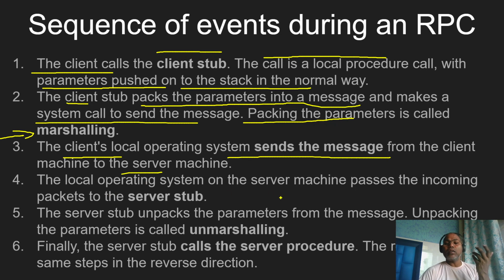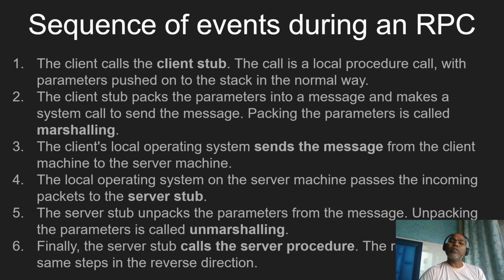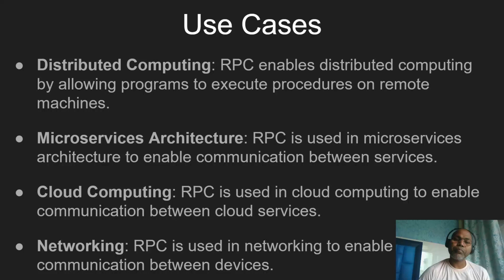Once again, the server machine receives this message from the operating system and passes it to the server stub, which unpacks the parameters and message from the marshalled data. This is known as unmarshalling. Finally, the server stub calls the actual server procedure or function. This activity happens for every RPC call. This is the sequence in which RPC communication is handled by our systems.